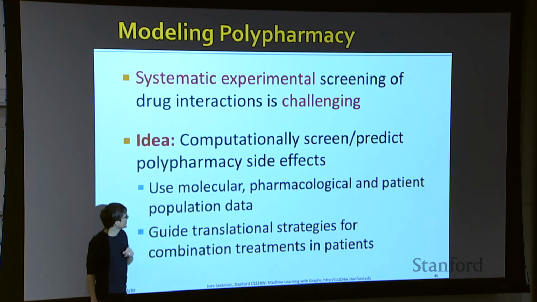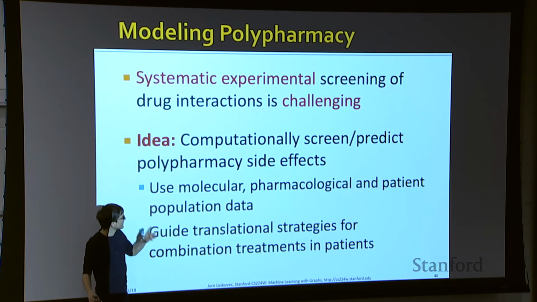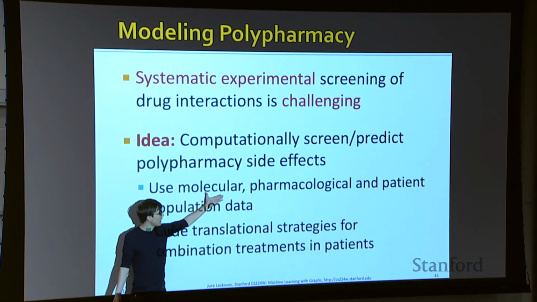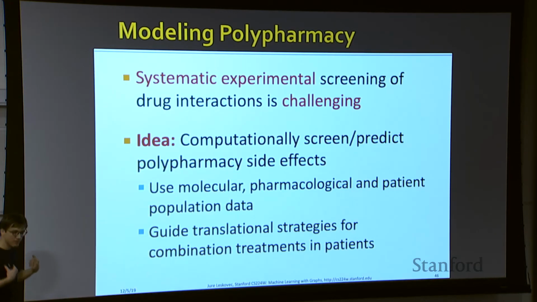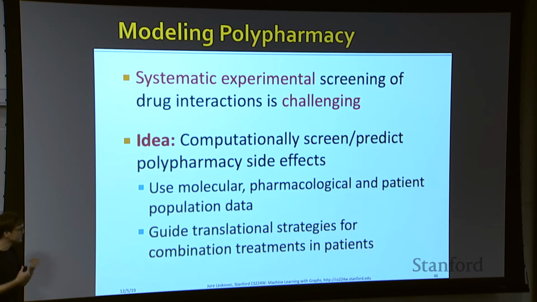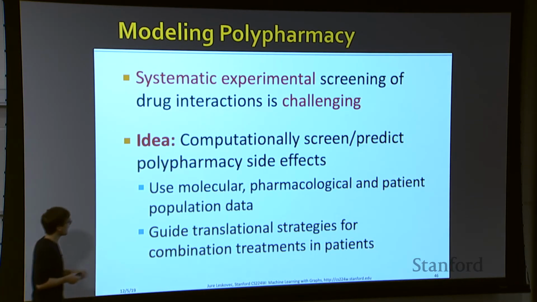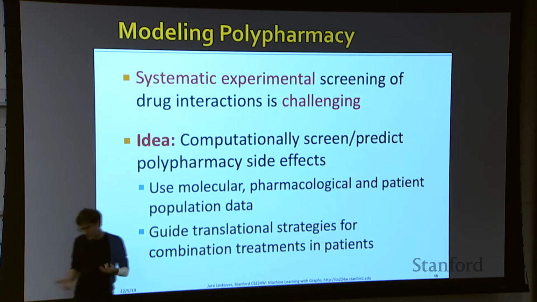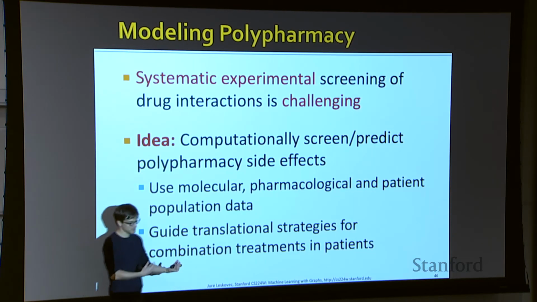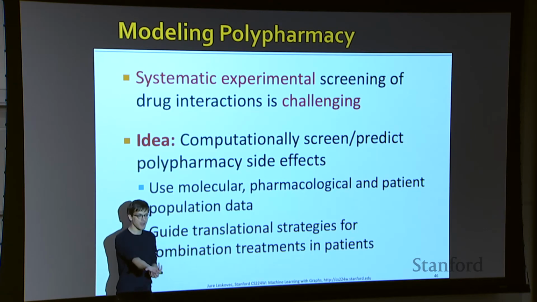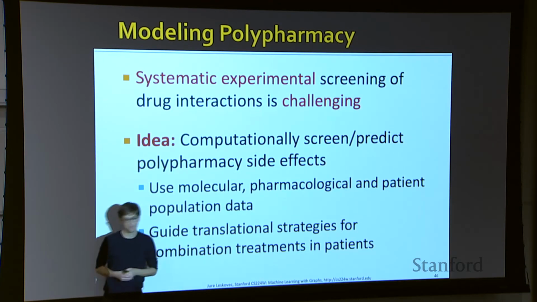Okay, that's the question. The idea is, what if I use some molecular data, some pharmacological data, and try to predict what kind of side effects a pair of drugs will cause? If I had this system, I could use it in many different ways. A doctor could use it to say, this patient is on this set of drugs. If I add this other drug, what might happen?